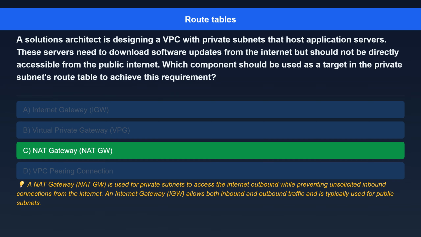The correct answer is NAT Gateway, NAT-GW. Here's the explanation. A NAT gateway, NAT-GW, is used for private subnets to access the internet outbound while preventing unsolicited inbound connections from the internet. An internet gateway, IGW, allows both inbound and outbound traffic and is typically used for public subnets.